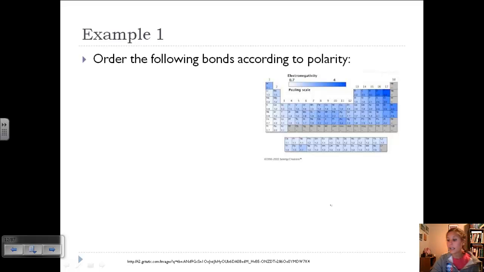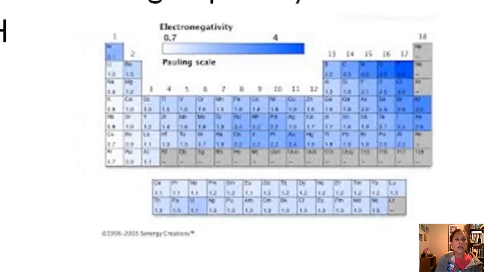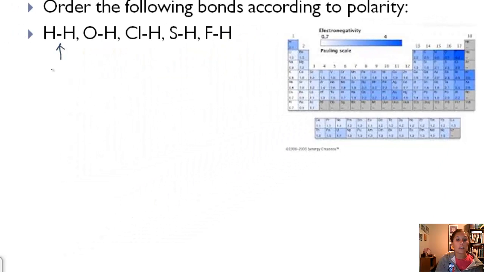So let's take a look at an example. I'm going to order the following bonds according to polarity. I've got an electronegativity chart over here. So H to H, we know that if they are identical, that difference is going to be 0. Now if we look at the O to H bond, here's oxygen, here's hydrogen, and so that difference is 3.5 minus 2.1.